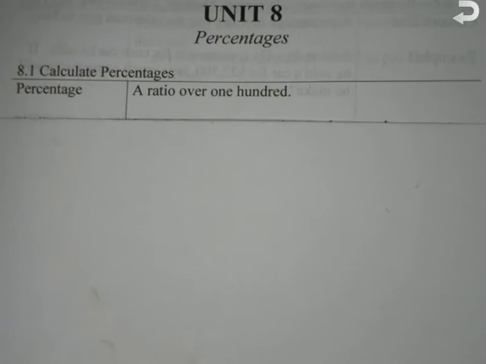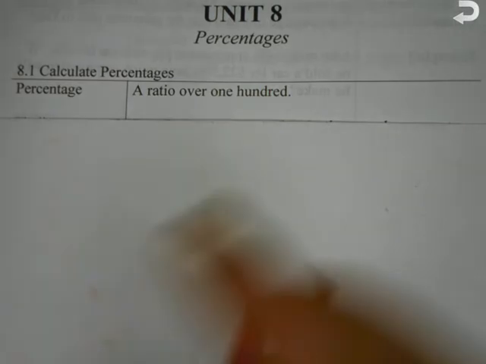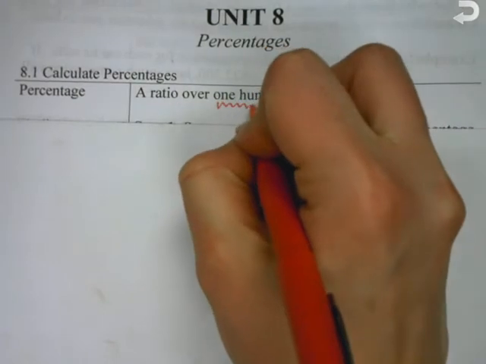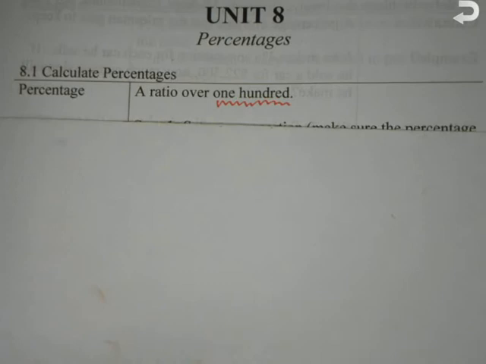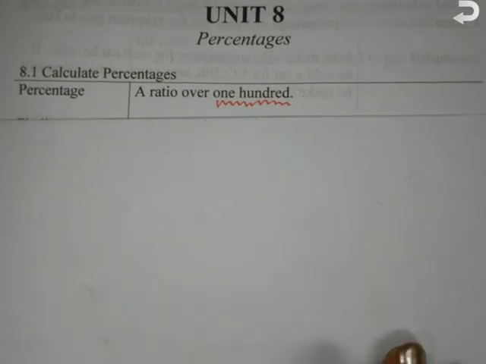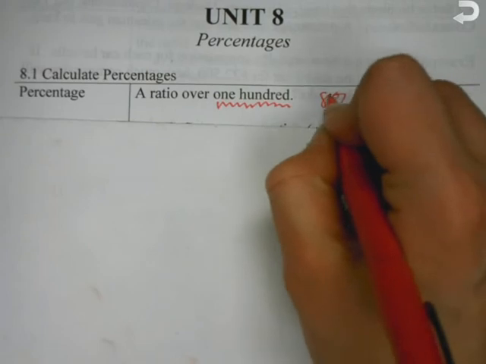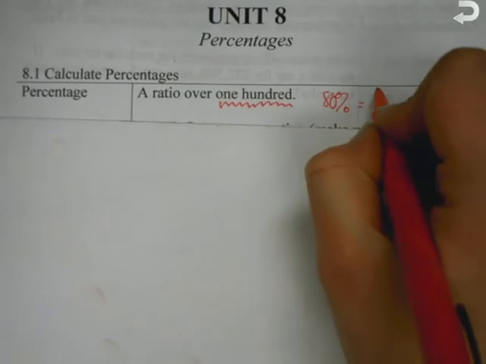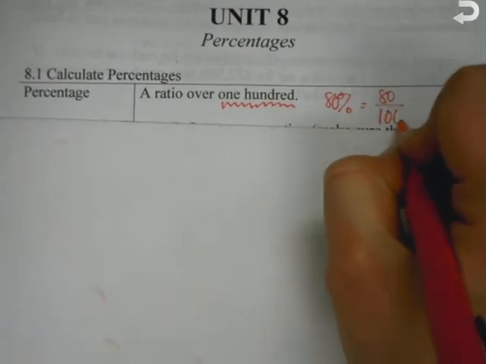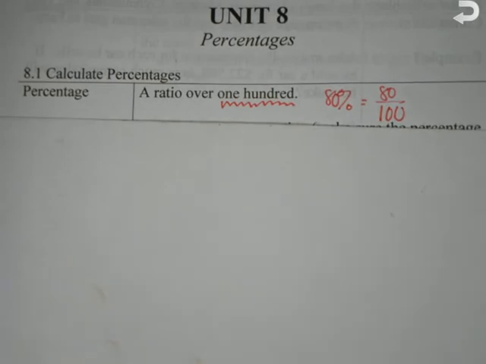Now that means we have to define percentage first. Percentage is actually just a ratio, but it's always over the same number, 100. Okay? So if I ask you for 80% of something, 80% is the same as 80 over 100. Anytime you ask for a percent, it's that percent over 100.